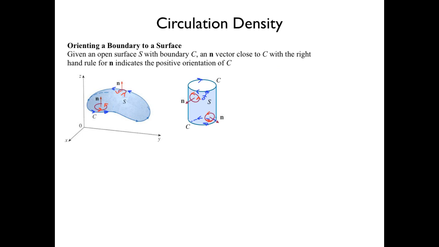Walking around this way, do you see that the surface is on the left? And then same thing here. Again, if they walk around this way, the surface is on the left. So it's still consistent with that. The orientation is walking around so that the surface is on the left side.